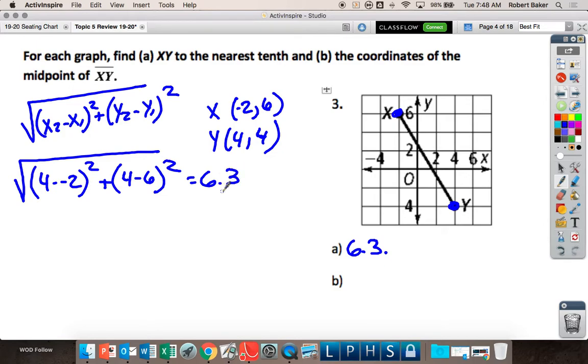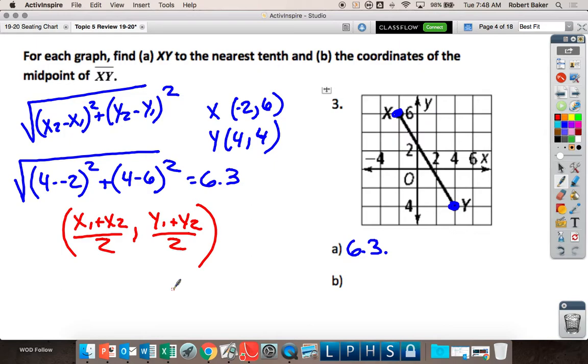Alright, and it says B, find the midpoint, the coordinates of the midpoint for x, y. So we have to go back and do x1 plus x2 divided by 2, comma, y1 plus y2 divided by 2. Finding the midpoint of the line segment. Plugging in our points and trying to calculate.